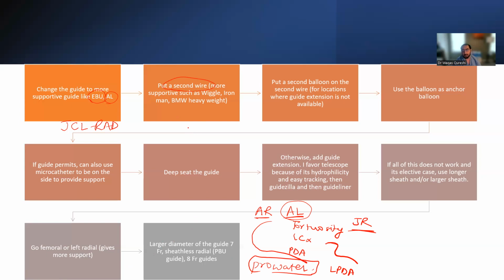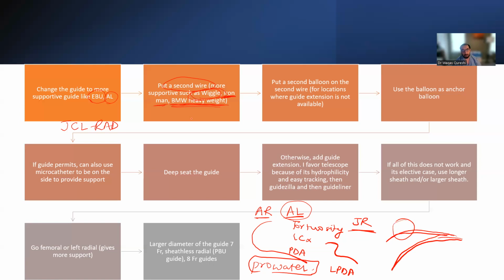Better take a wire which has more body to it. And how do you know there's body to a wire? If you hold the wire like this and let it dangle, it will tell you how supportive it is. So if a wire is like this and another wire dangles like this while you're holding it, this wire is more supportive. Classical supportive wires are Wiggle wire. It's kind of a must for me. I use it a lot. Iron Man, it's a sticky wire, or Mailman. BMW Heavyweight is a good one. And these wires are usually not very torqueable, but they can give you support.